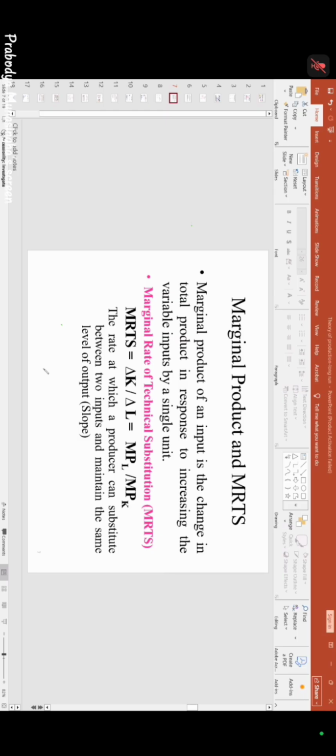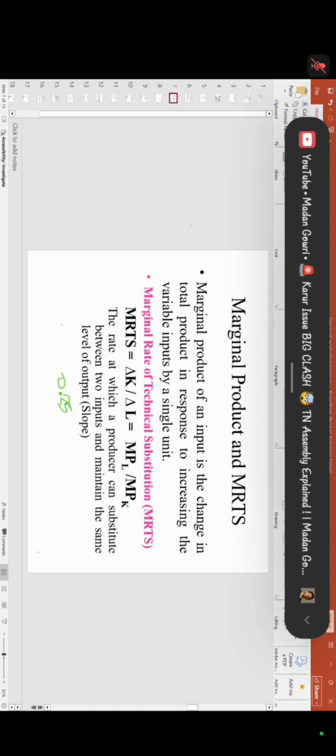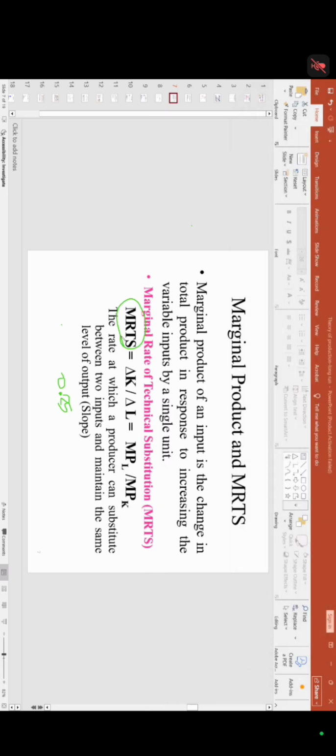after we calculate, suppose 0.25 comes. That means each input changes by 0.25. That means if you are increasing one labor, your capital will be decreased by 0.25. If you are going to increase your capital by 1 unit, your labor will be decreased by 0.25. So that is the marginal rate of technical substitution: how you are going to substitute your input when you are generating a particular level of output.